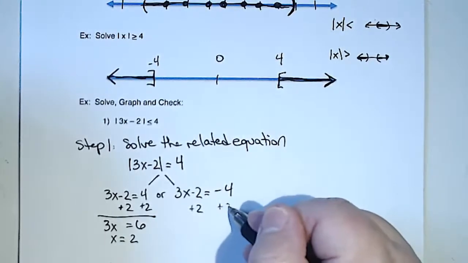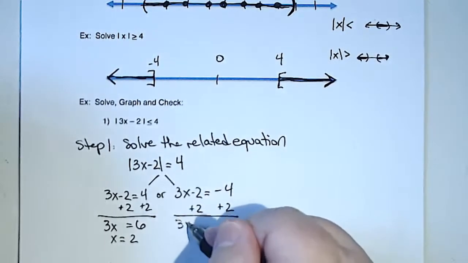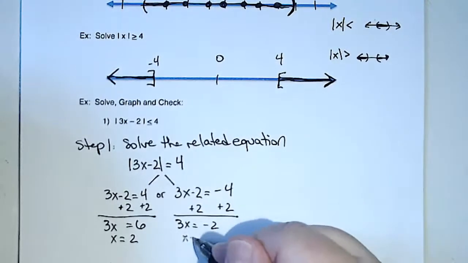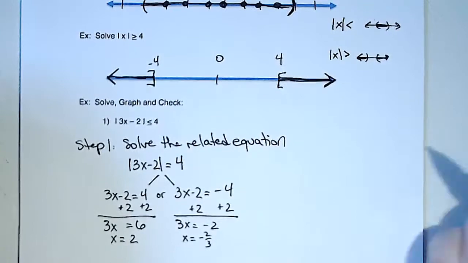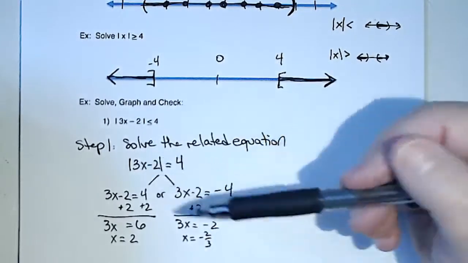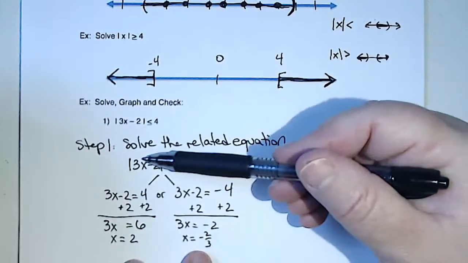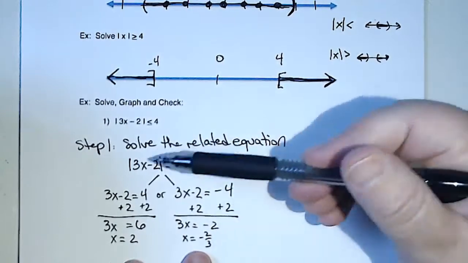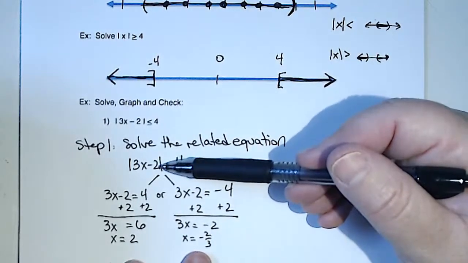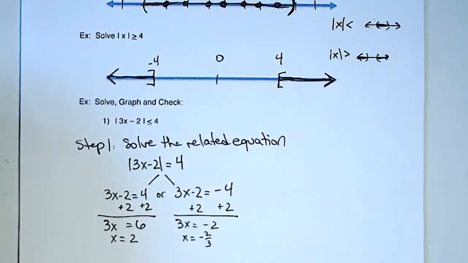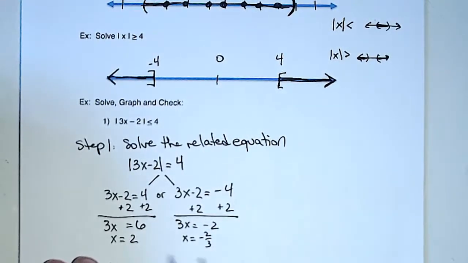Plus 2, plus 2. 3x equals a somewhat unsatisfying -2. So x equals -2/3. Not my favorite number. So what happens if we plug this in? Well, if -2/3 gets plugged in there, 3 times -2/3 will give me -2. Minus 2 is -4. Absolute value is 4. So my two endpoints are x equals 2 and x equals -2/3.